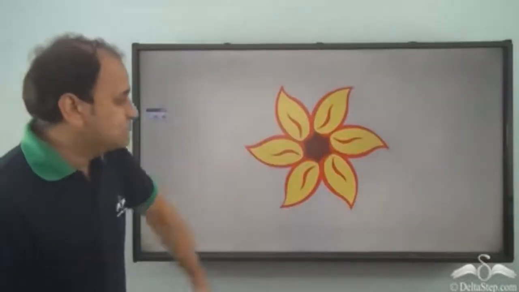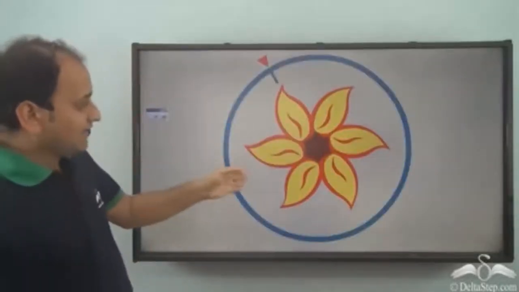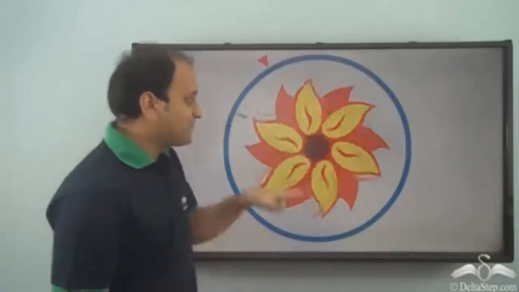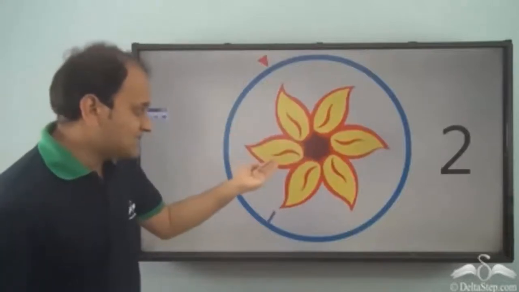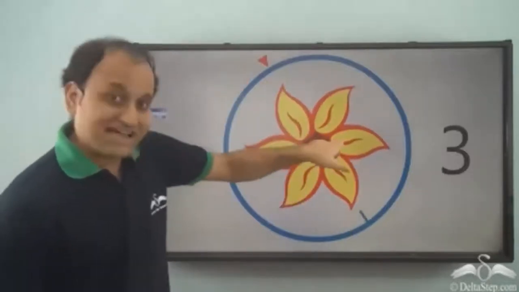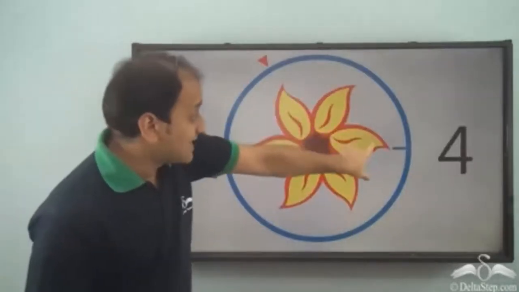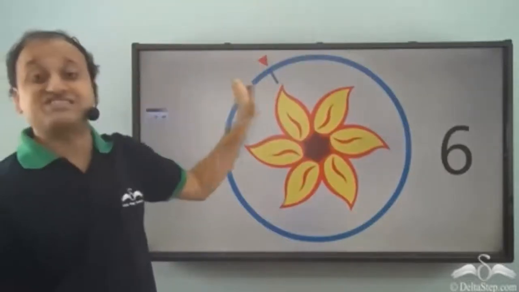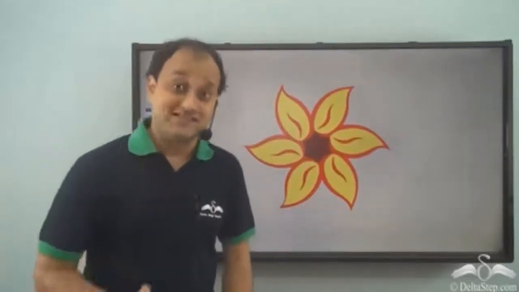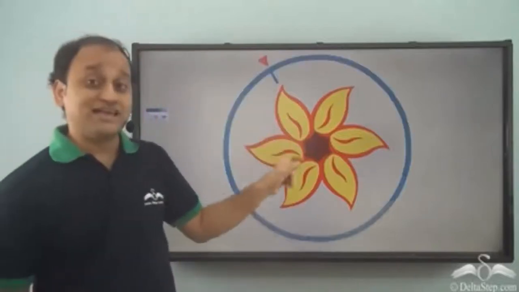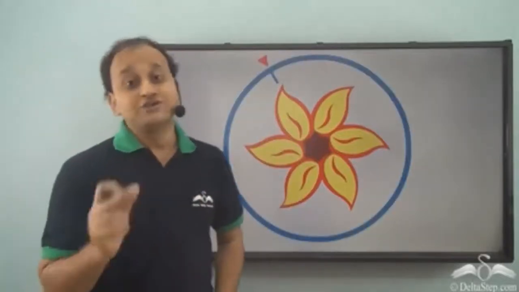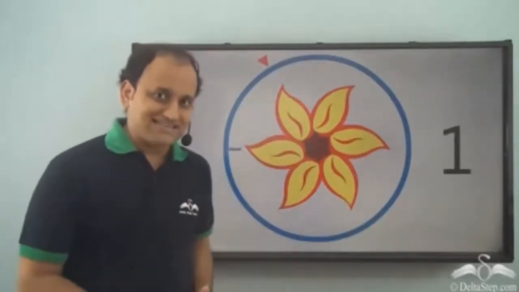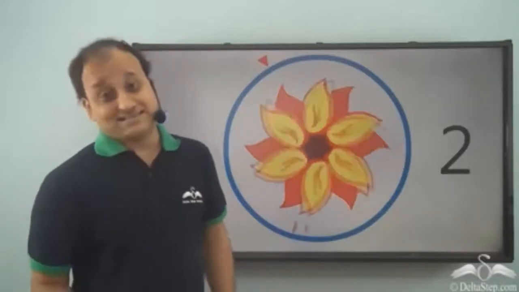Now what about this particular flower? Again, this shows rotational symmetry, and if we rotate it 1 time, 2 times, 3 times, 4 times, 5, and now 6 times, it fits into itself before completing one full turn. So what will be the order in this case? It will be 6.